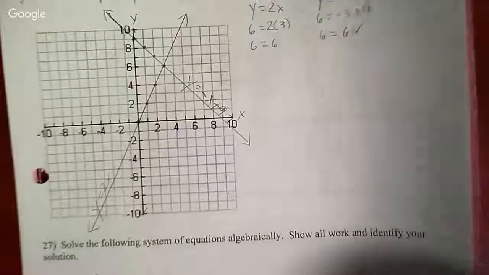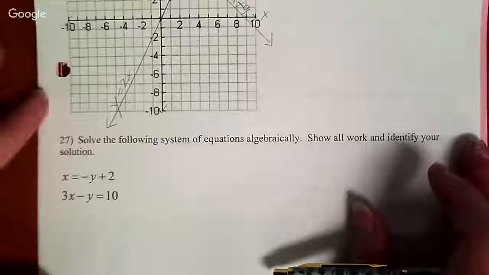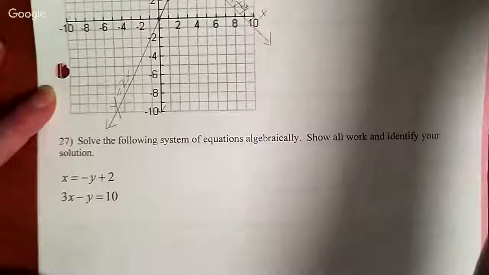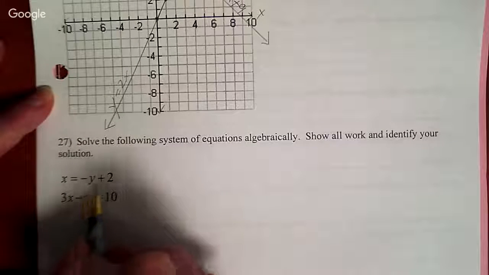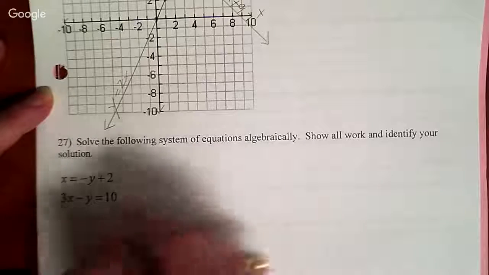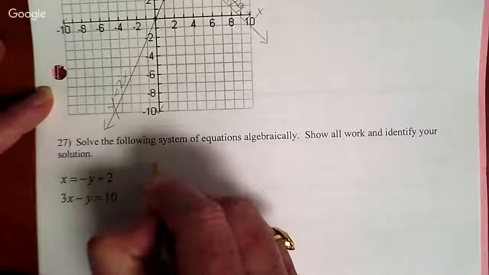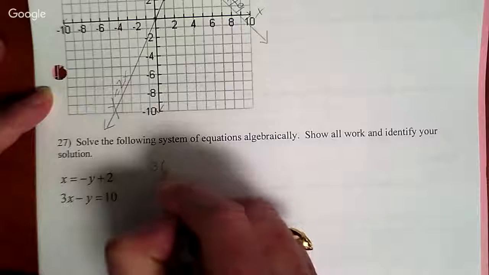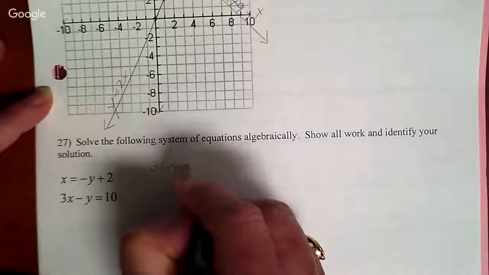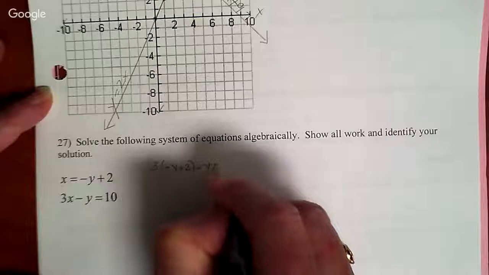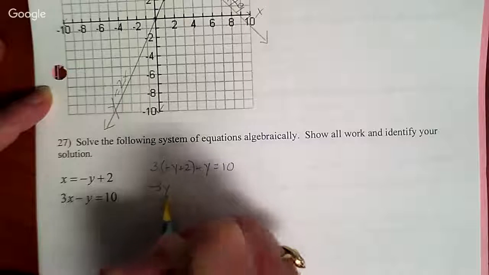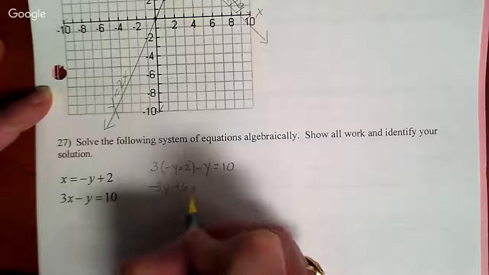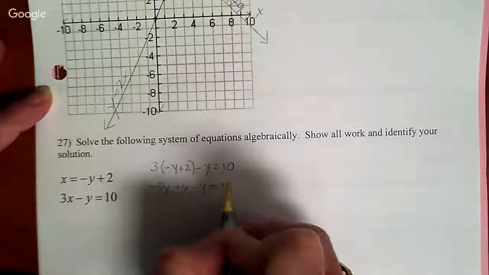Next, we have number 27, which we are solving algebraically. For this one, ladies and gentlemen, what I would do is solve by substitution. I would substitute x in. So for here, I would say 3 times (negative y plus 2) minus y equals 10. So we have negative 3y plus 6 minus y equals 10.